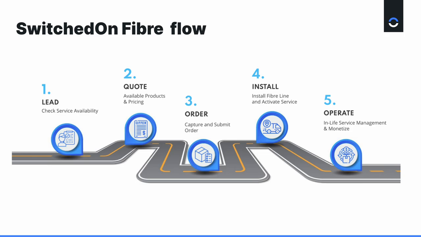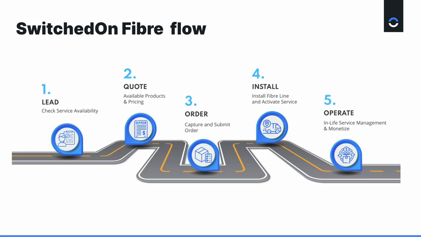So this is the SwitchedOn Fibre flow. The flow consists of 5 steps: lead, quote, order, install, and operate. At the beginning, we have to discover if potential fiber operators are eligible for our address, and the system has to validate our address and check all the possible services. After that, the system looks for the qualified product for our address. Then we can choose some order and order it.